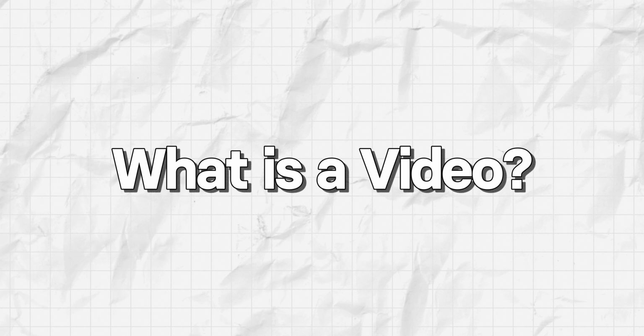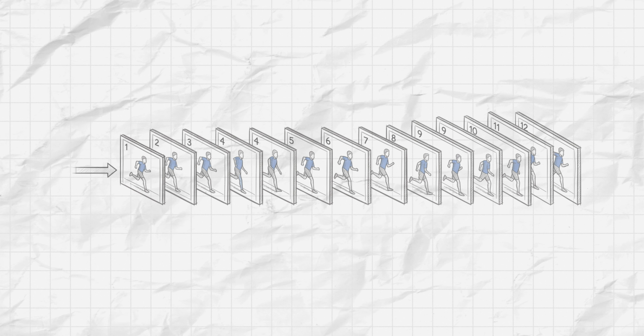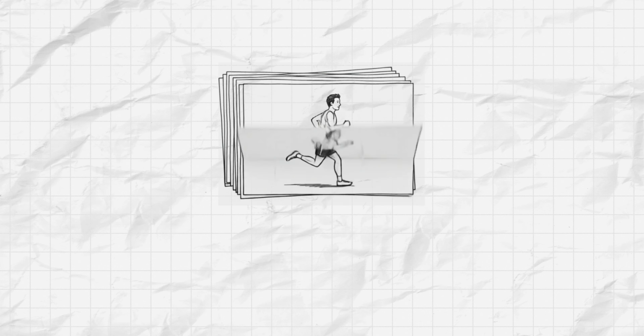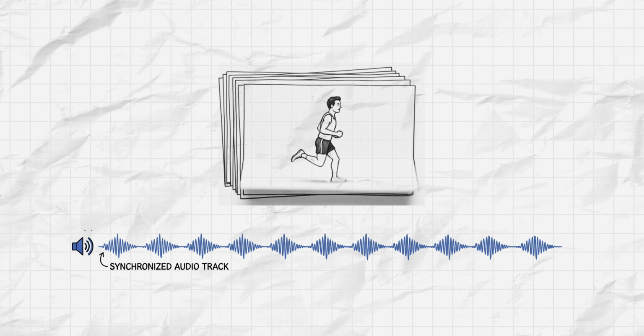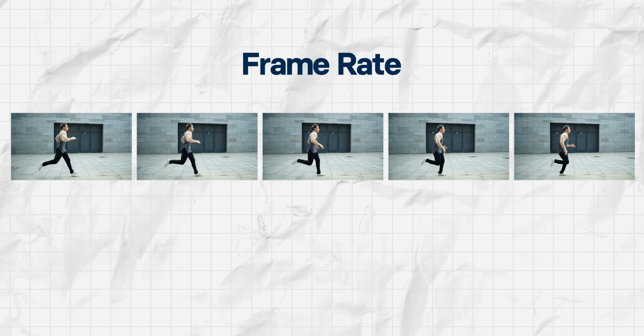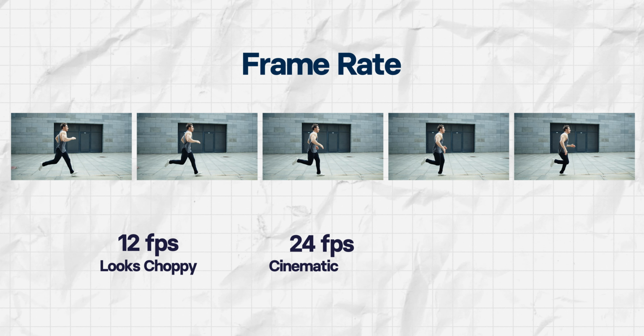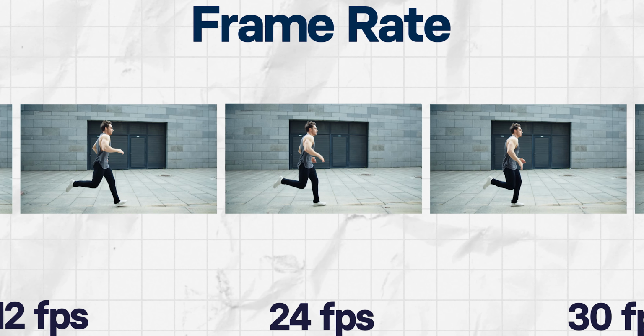What is a video? A video is really just a stack of photos played fast, one after the other, with audio underneath. So what makes up 1 second of that video? A few things. First off is frame rate. And frame rate is how many of those photos you get per second.